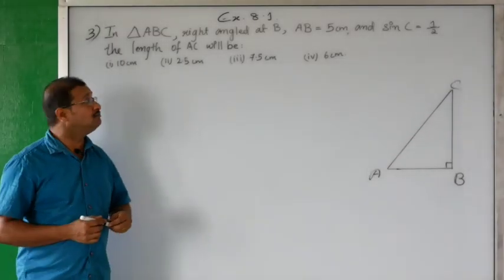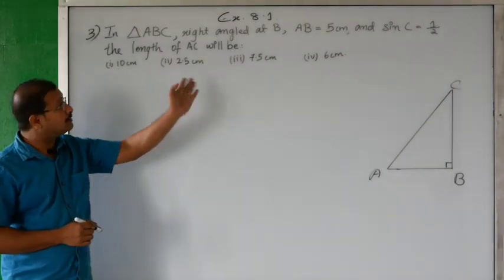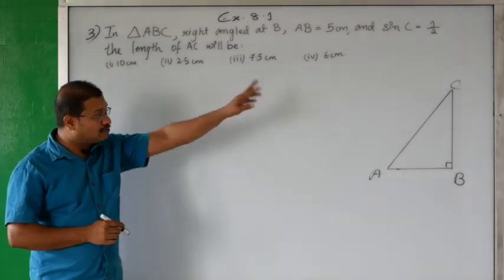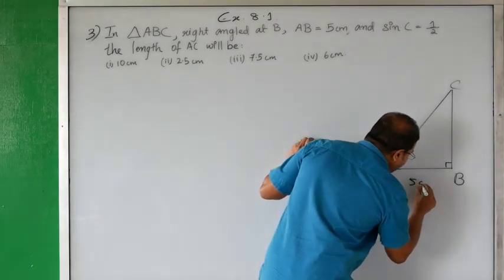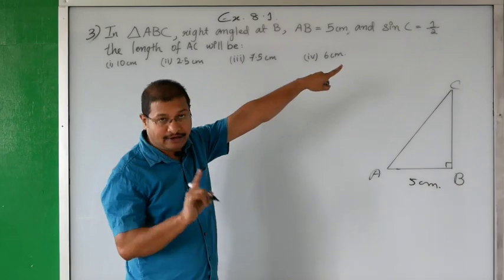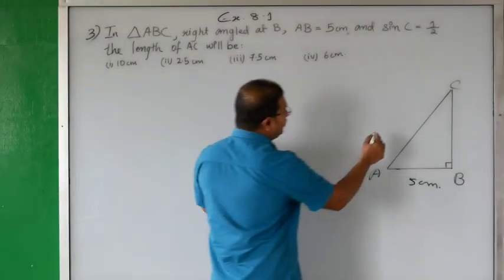Let's see the next question. Third one. In triangle ABC, right angle at B. AB equals 5 centimeters. So, I'm writing here AB, 5 centimeter. And sine C is 1 by 2. The length of AC will be. So, AC we need to find out.